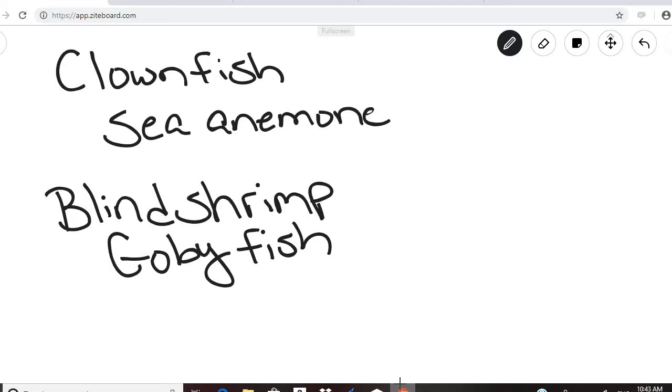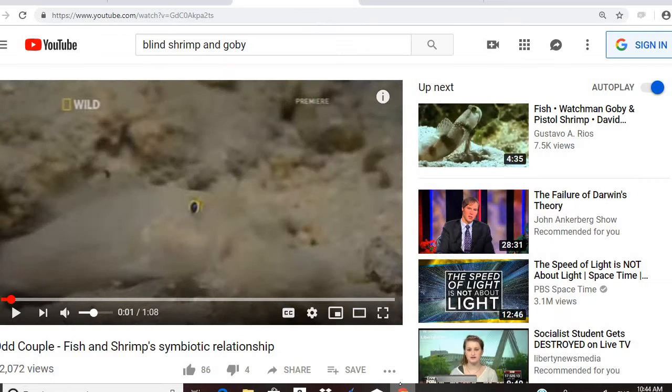So the blind shrimp benefits from the goby fish protecting it from predators, and the goby fish lives in the hole that the shrimp has built. So we'll watch a video here of that.